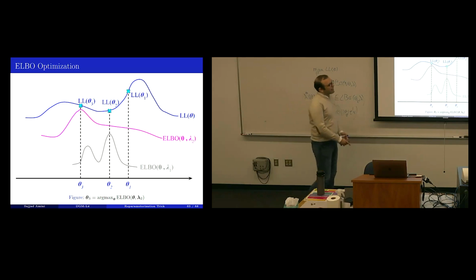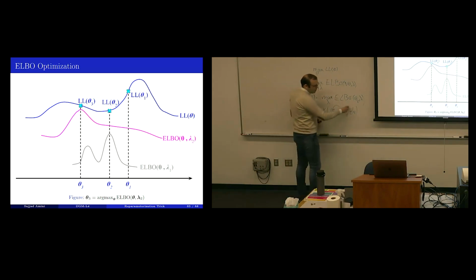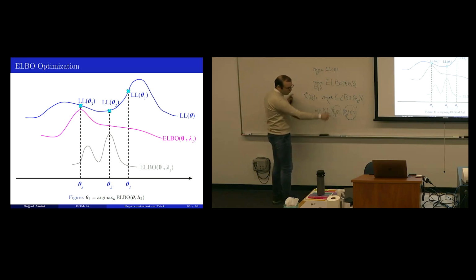Assume that you have access to the model posterior. We have examples in the presentation where we have access to the model posterior, as in the case of GMM. When you have access to the model posterior, you can easily set Q equal to that model posterior.